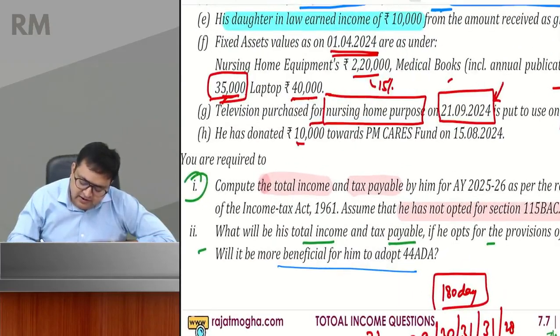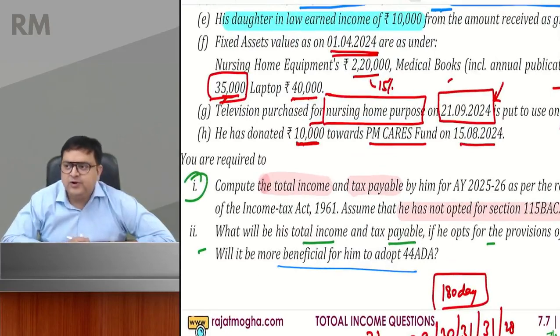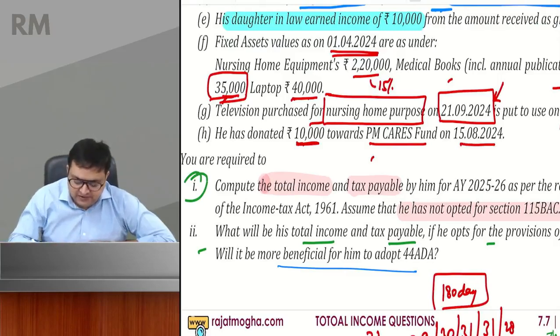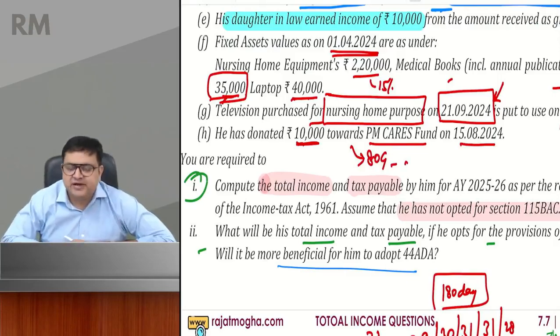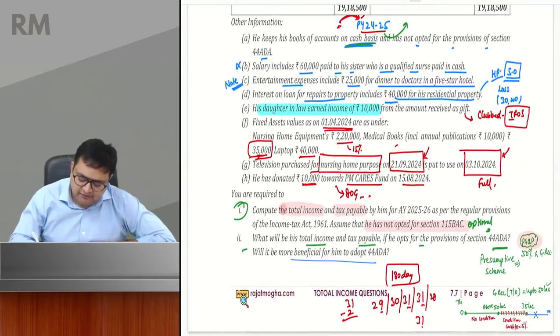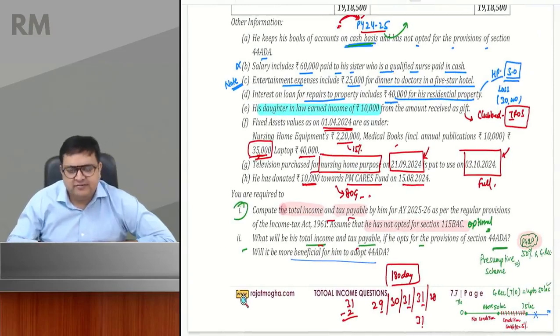He donated 10,000 towards PM Cares Fund on 15/8/2024. What will you do over here? He donated to PM Cares Fund, 80G. Optional regime, in default regime we will not get, but here we will get 80G, 100% deduction. Now we have to compute the income and tax payable, and again the income and tax payable as per presumptive in second point.